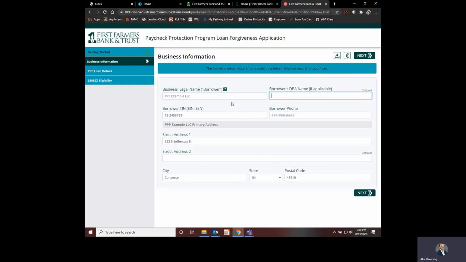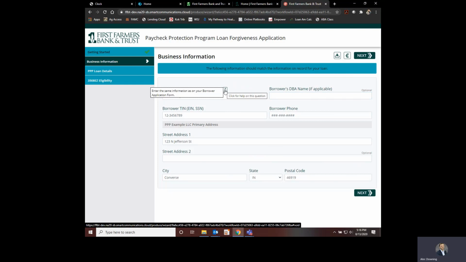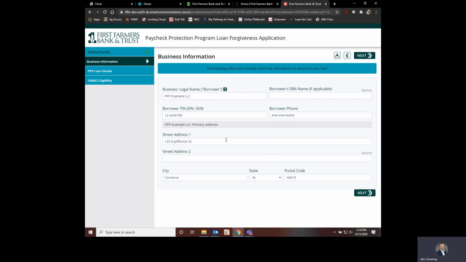Also, another quick thing to point out, at any point, if you have any questions on anything or see one of these question mark boxes by anything, if you just hover over that or click on it, then it should pop up with some helpful information for you. This one's maybe not quite as helpful as some of the other ones, but those question marks are very helpful if you have any questions.